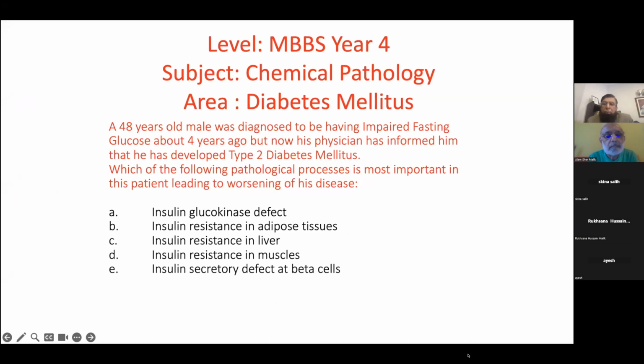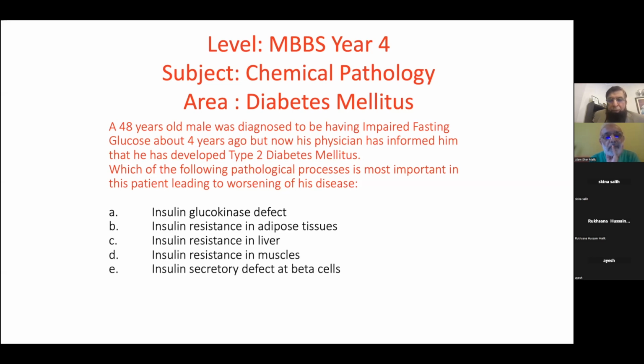This is for MBBS fourth year, and the subject is chemical pathology, or you can say pathology, and the area is diabetes mellitus, pathogenesis of diabetes mellitus. A 48-year-old male was diagnosed to be having impaired fasting glucose about 4 years ago, but now his physician has informed him that he has developed type 2 diabetes mellitus. Which of the following pathological processes is most important in this patient, leading to worsening of his disease?